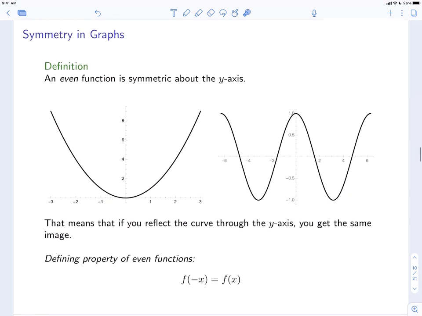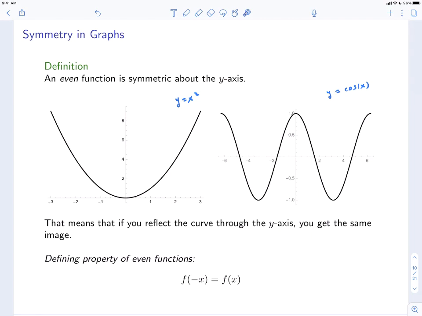Let's talk a little bit about symmetry in graphs. The first one we've already mentioned. An even function is symmetric about the y-axis. That means if you reflect the curve through the y-axis, you get the same image, as you can see here in this curve, and also this curve here. This first one is y equals x squared, and this second one is y equals cosine of x. These two functions are what we call even functions, and they're symmetric about the y-axis.